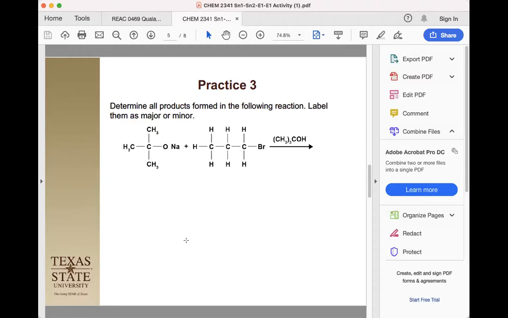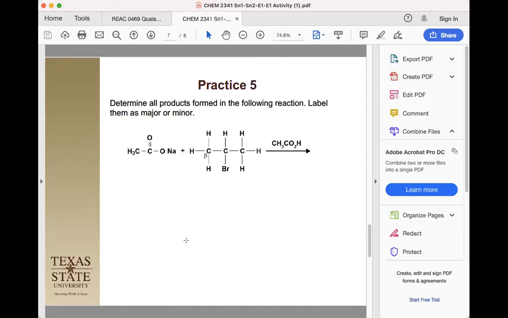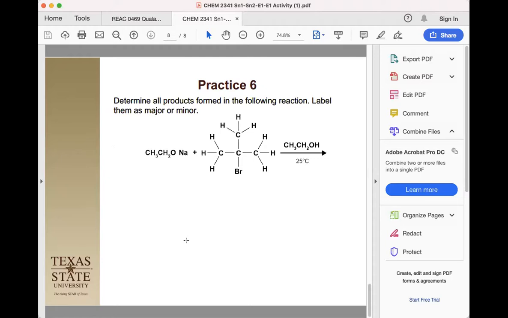We have a big bulky base, a primary alkyl halide in a protic solvent. What's going to happen? We have a secondary with a weak base. We have a tertiary with a strong base.